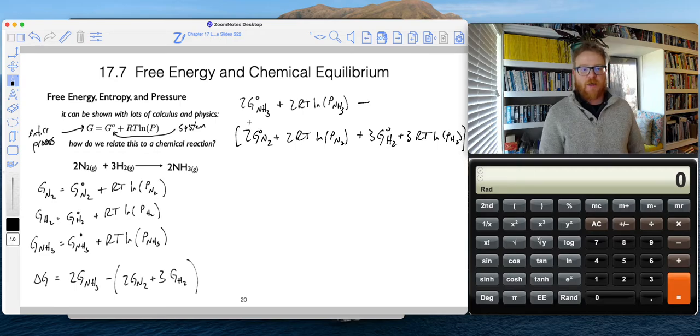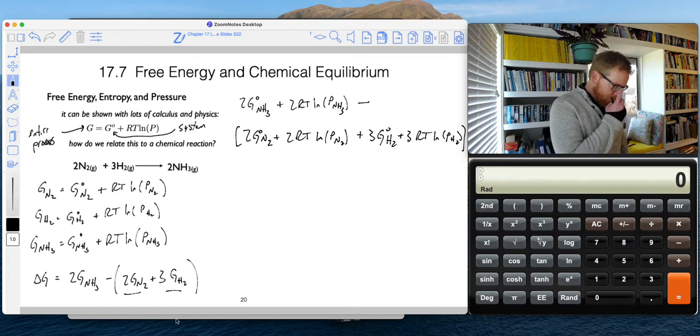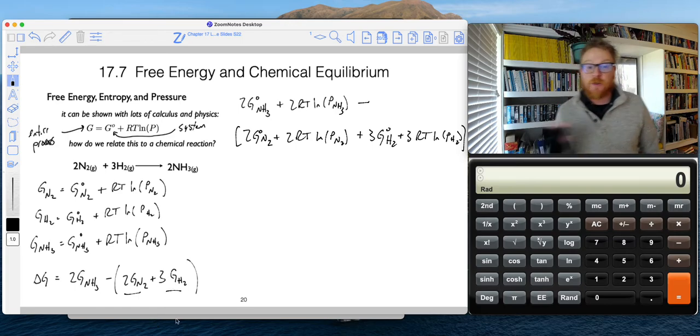And let's see if we got all that right. So we've got 2 times the standard free energy for ammonia plus 2RT ln P NH3. So the 2 came from the stoichiometry in the reaction. And now that's minus 2 times the free energy for nitrogen right here, and 3 times the free energy for hydrogen right there. And so now what we want to do is collect like terms and do a little bit of algebra. So I'm going to collect all the standard G's, okay?